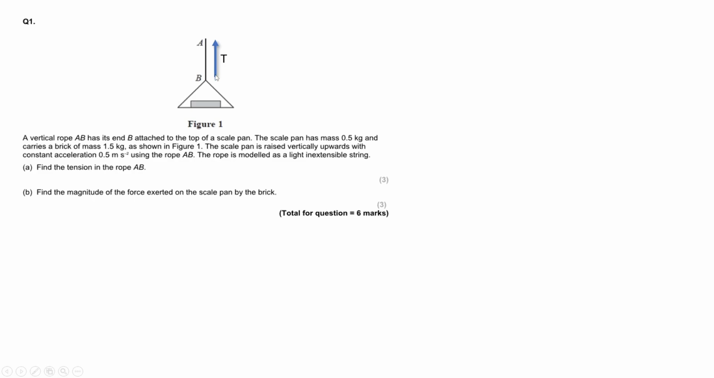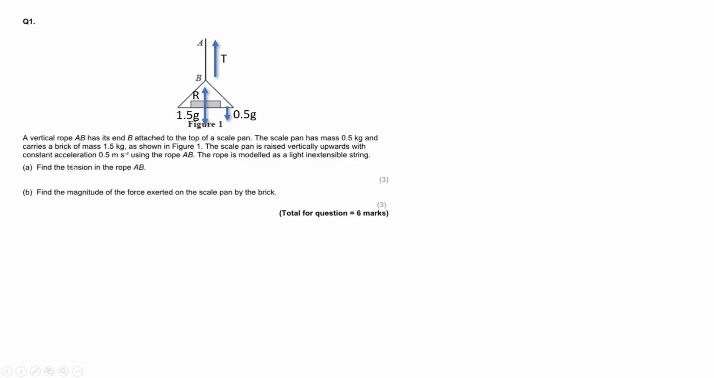So we've got a tension going upwards. We've got a weight from the brick of 1.5 g, where g is just the gravitational acceleration. So g is 9.8. Then we have a reaction force and the weight of the scale pan. Now, you might be tempted to say that the reaction force should be equal to the weight of the brick, but in this case, the reaction force is not equal to the weight of the brick because the whole system is moving upwards. Remember, it's raised vertically upwards with a constant acceleration, and the thing that's raising it upwards is the tension. So the tension is affecting the reaction force. That's why the reaction force is not the same as the weight.